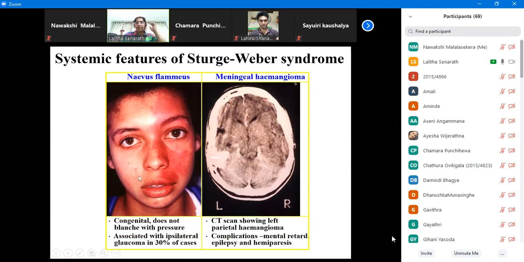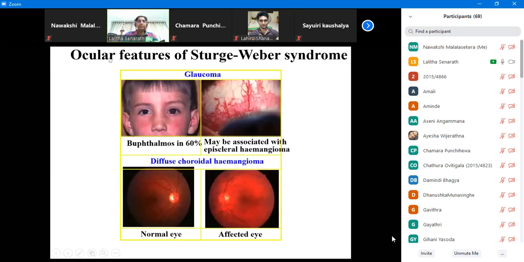Usually, it's unilateral. One side of the face is affected, and it also produces peripheral intracerebral hemangiomas. And this is common with a type of parietal lobe epilepsy. They can present with epilepsy because of these hemangiomas in the parietal lobe. They are usually mentally retarded and they may have hemiparesis too. And these are the signs. These are the episcleral venous dilatation. These are the choroidal hemangiomas in Sturge-Weber syndrome.